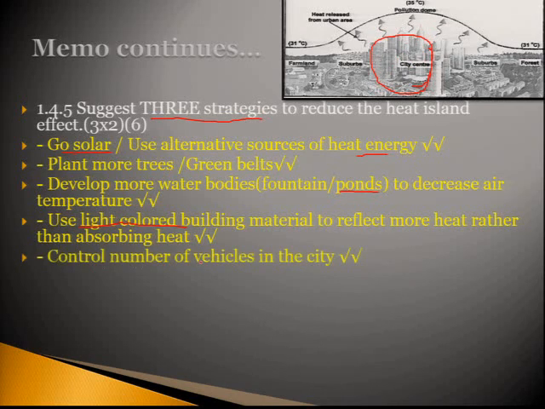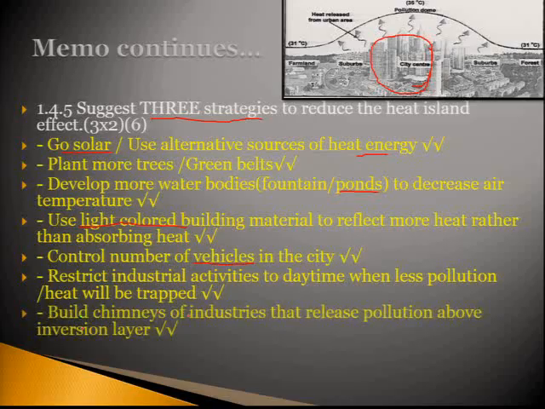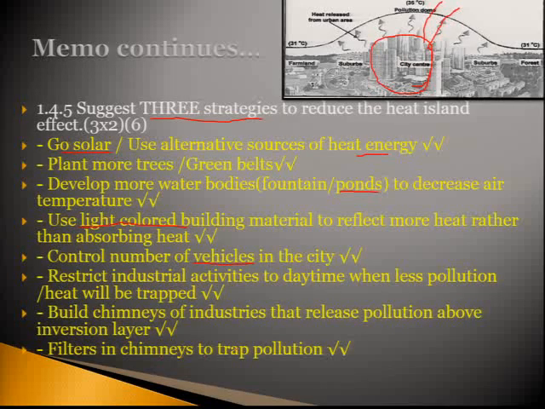And then make sure that we control the number of vehicles that you get in the city center. We can expand on it, restrict industrial activities to daytime when less pollution or heat will be trapped. And then build longer chimneys of industries that release pollution above the inversion layer. We must have longer chimneys that will definitely take all these pollutants out of the city. Then our city center will remain cooler. Then you can also have filters on chimneys. What will be the purpose of filters? They will now start to trap the very same pollution.